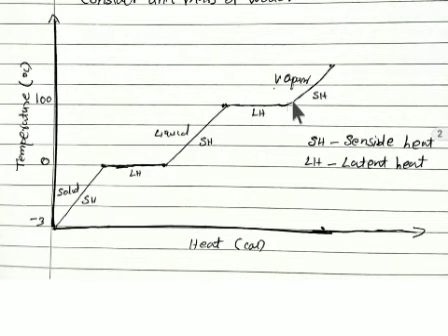Let us discuss the reverse operation. I am going to remove heat. Then vapor to liquid, the process is called condensation. The heat removed is called latent heat of condensation. Here liquid to solid, the process is called freezing. The heat removed is called latent heat of freezing.